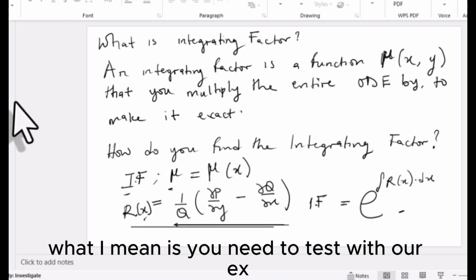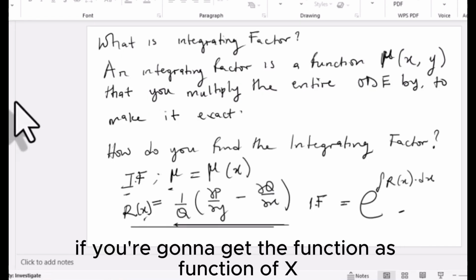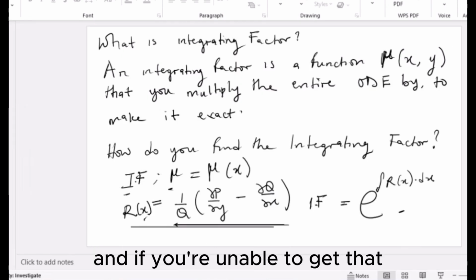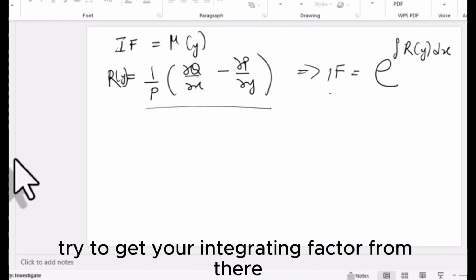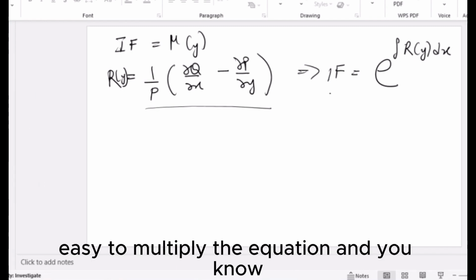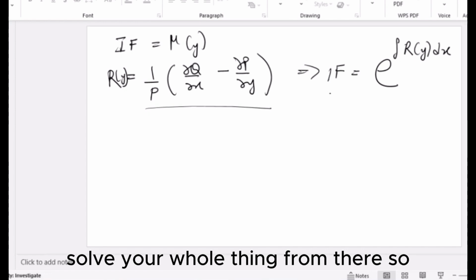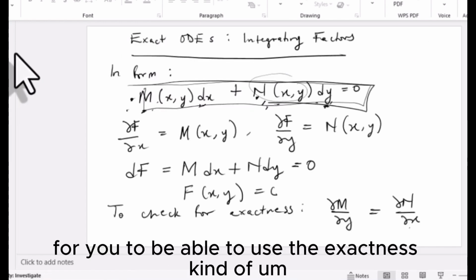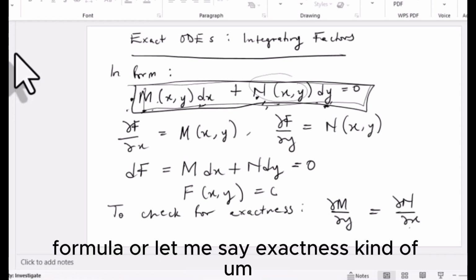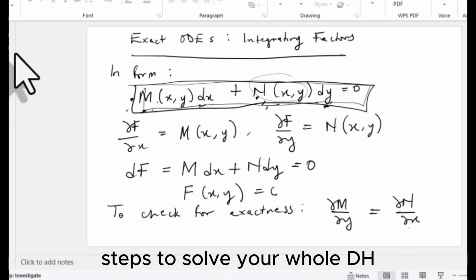What I mean is you need to test with r(x) to see if you get the function as a function of x. And if you're unable to get that, move to r(y) and try to get your integrating factor from there. Then multiply the equation and solve your ODE from there. But you need to make sure your equation is in this form for you to be able to use the exactness steps to solve your ODE.